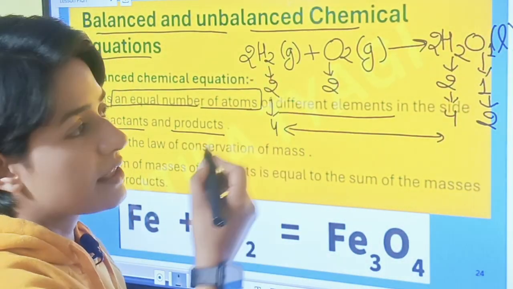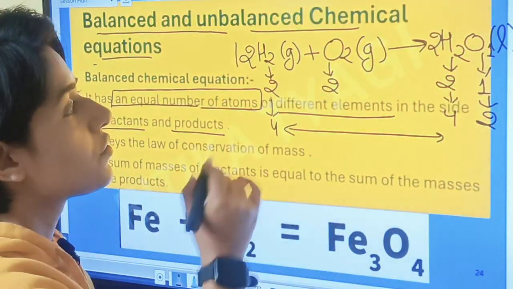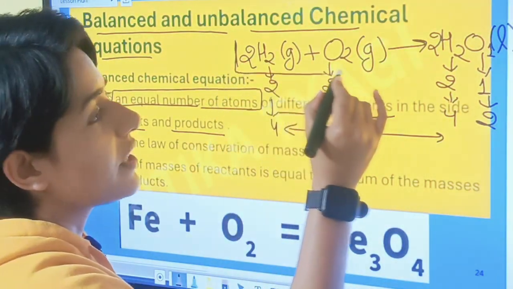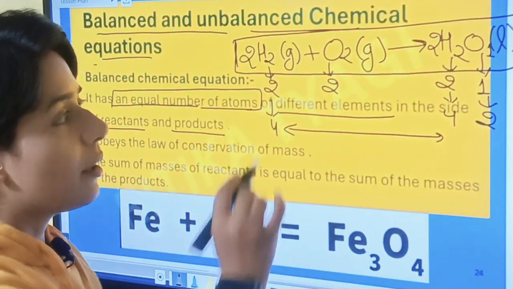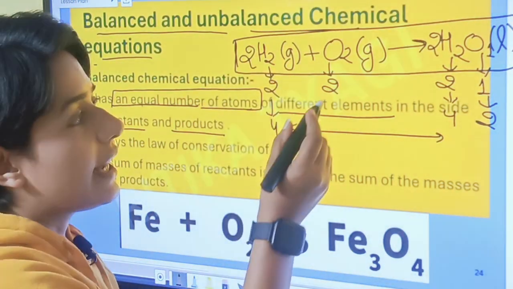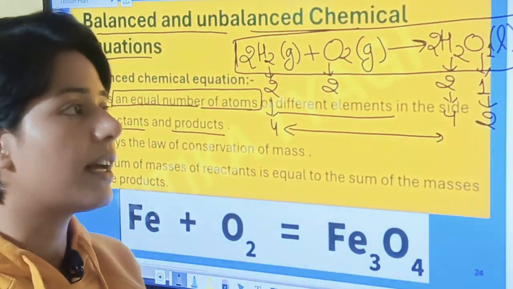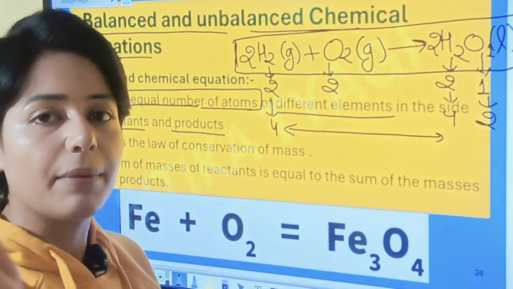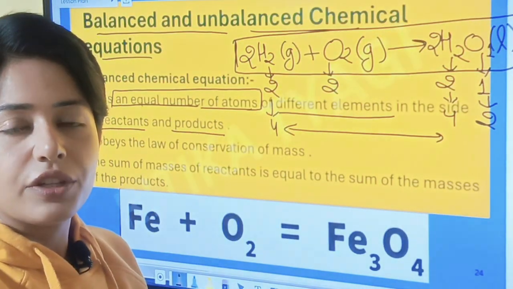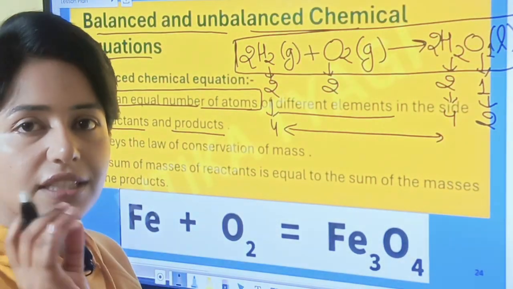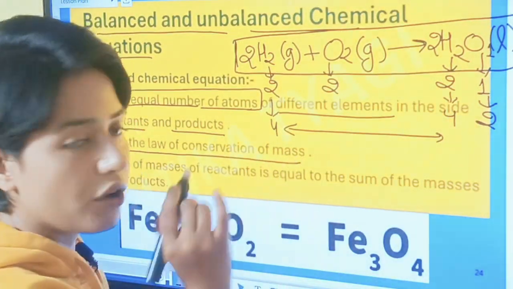Hydrogen atoms on the reactant side 4, hydrogen atoms on the product side also 4. So now this equation is a balanced chemical equation. When the number of atoms on the reactant side is equal to the number on the product side, then we get a balanced chemical equation. And on balancing the chemical equation, we follow the law of conservation of mass. That is, it obeys the law of conservation of mass.